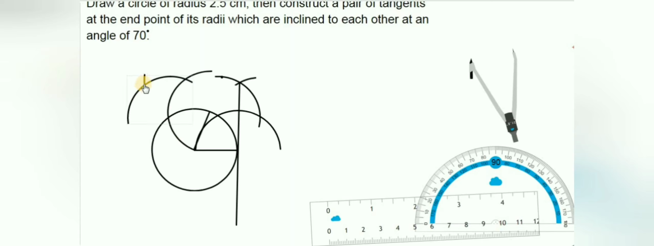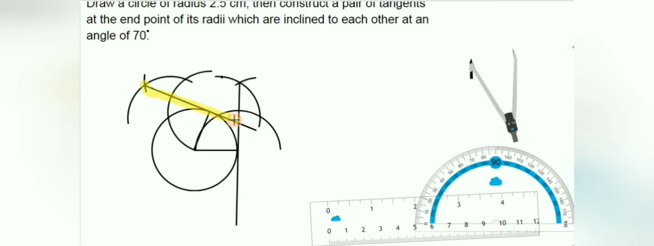This point and the end point of the radius, we have to join as a straight line. This is called the other tangent. Then both the tangents meet at a point. This is the second tangent and this is the first tangent. These are the tangents we wanted. These two tangents are the required tangents.